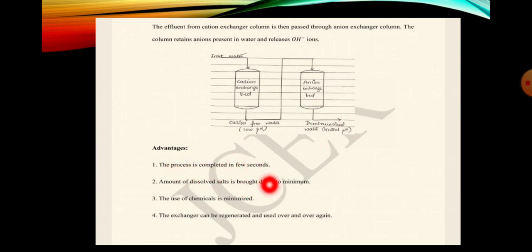Here the advantages are given. Cation-free water goes to the anion exchanger. You can see the diagram. Advantages: the process is complete in a few seconds. The amount of dissolved salt is brought down to the minimum. The use of chemicals is minimized, and the exchanger can be regenerated and used over again. These are the advantages of this process. Thank you.